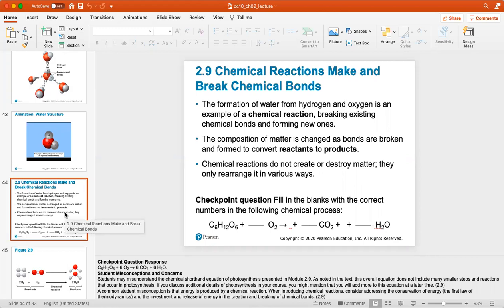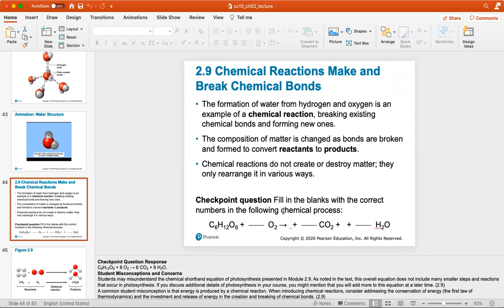So we talked about chemical bonds being the sharing of electrons, and chemical reactions will make and break these chemical bonds. The formation of water from hydrogen and oxygen, H2O, is an example of a chemical reaction breaking existing chemical bonds and forming new ones. The composition of matter is changed as bonds are broken and formed to convert reactants to products, and chemical reactions will never create or destroy matter, they only rearrange it in various ways.